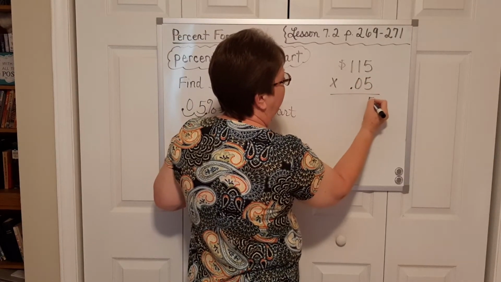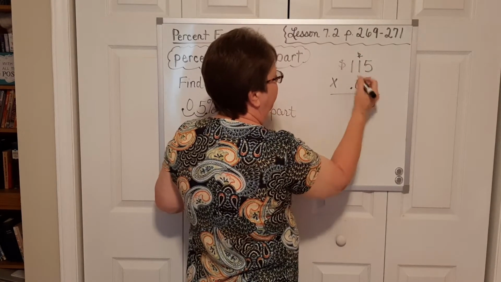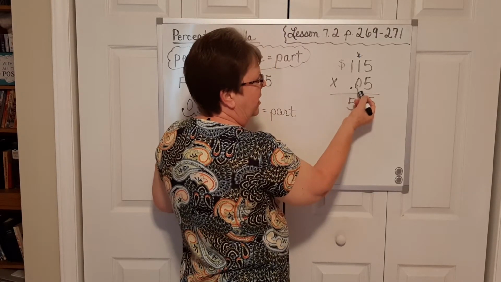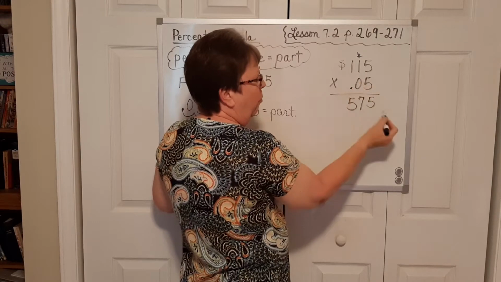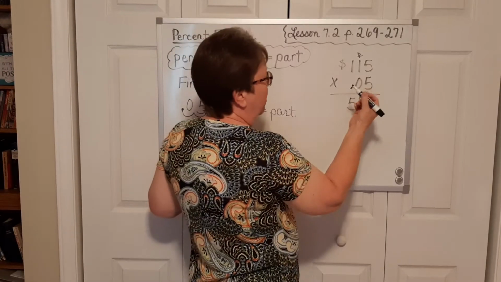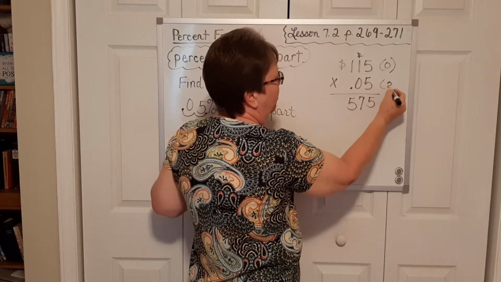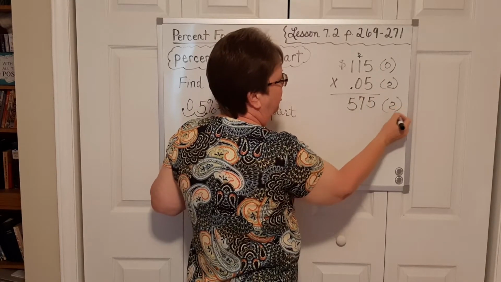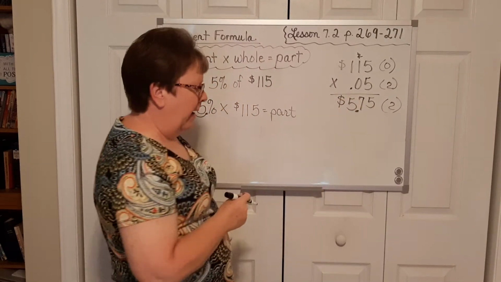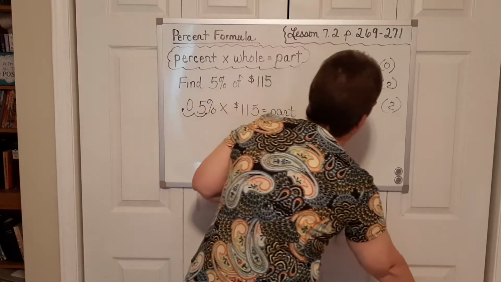Okay, 5 times 5, 25, carry the 2. 5 times 1 is 5, plus 2 is 7, and 5 times 1 is 5. Now this is a 0, and if we multiply by all that, we're just going to get a whole row of zeros, so I'm not going to do that last step. Now we have no decimal places here. We have 1, 2 here, for a total of 2. So 1, 2 decimal places. So your answer is $5.75. Okay, that's one example.